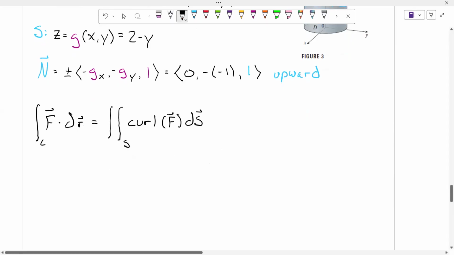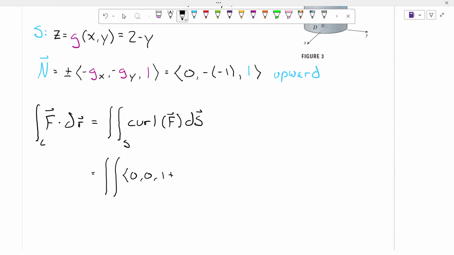But let's plug some stuff in. We are after the double integral of that curl, 0, 0, 1 plus 2y, dotted with our positively oriented normal vector 0, 1, 1. Makes sure that it's positively oriented. We've switched over to integrating an explicit function, which means we're changing our surface integral to just a standard double integral.